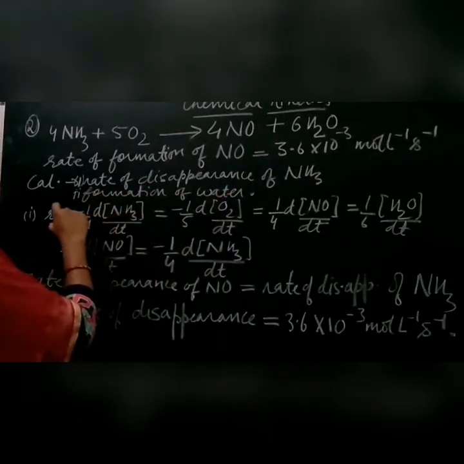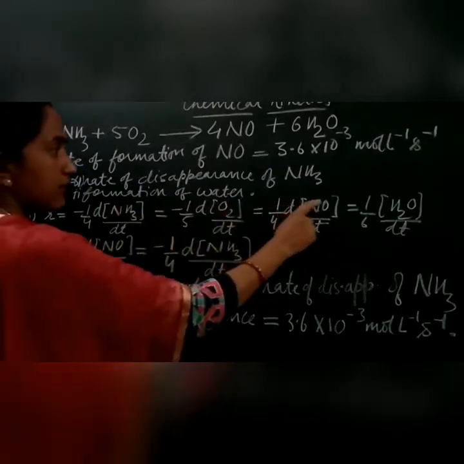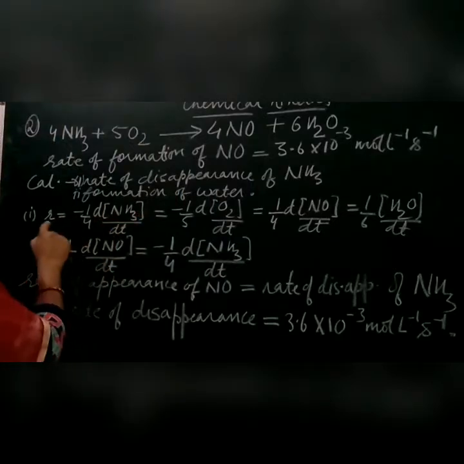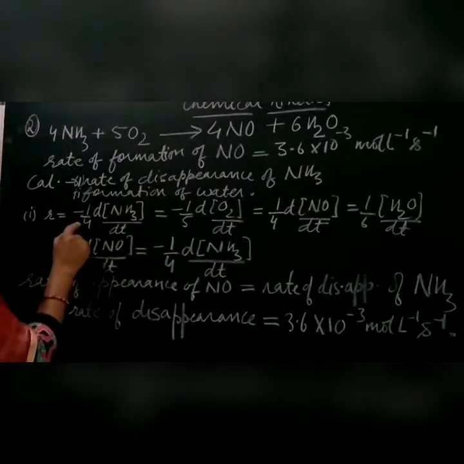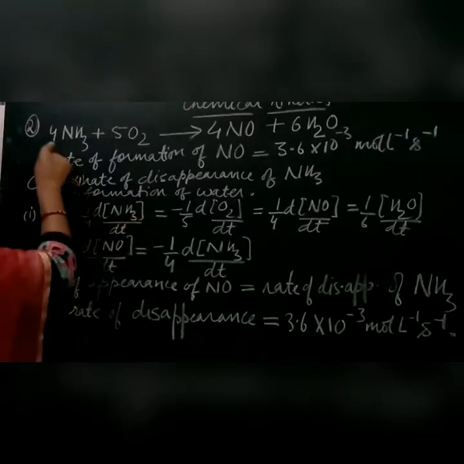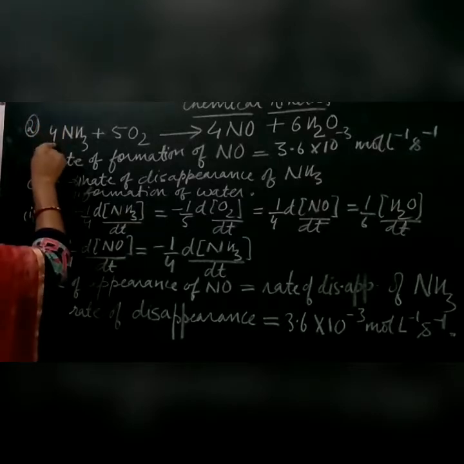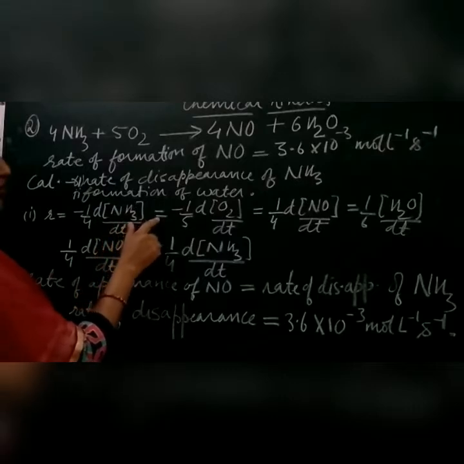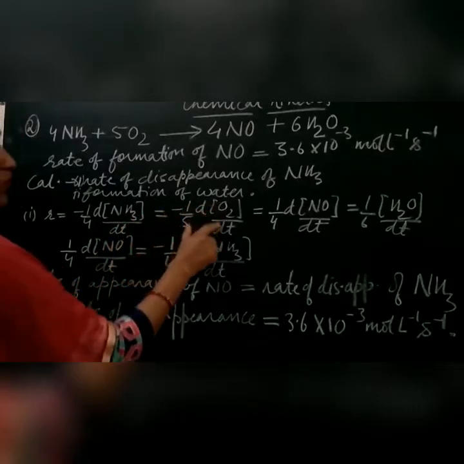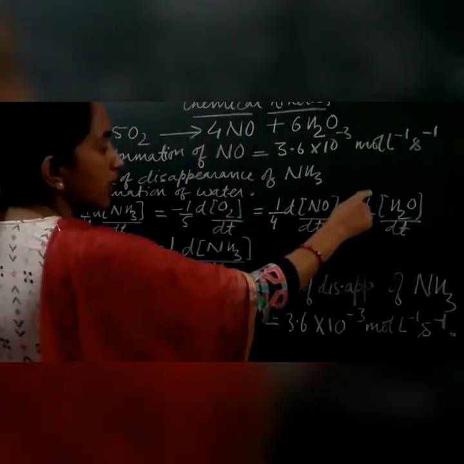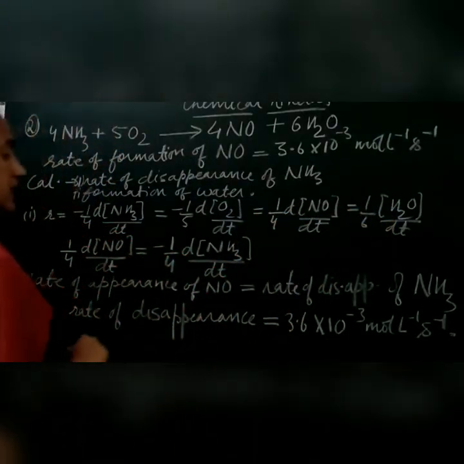So first of all, I have written here the expression for the rate of the reaction in terms of the different terms in the equation, reactant and product. So the rate of the reaction will be equal to minus 1 upon 4. I think now you are clear why we are getting 1 upon 4. This is because of the stoichiometric coefficient here, right? So it is minus 1 upon 4 dNH3 upon dt equals minus half dO2 upon dt equals 1/4 dNO upon dt equals 1 upon 6 dH2O upon dt, right?